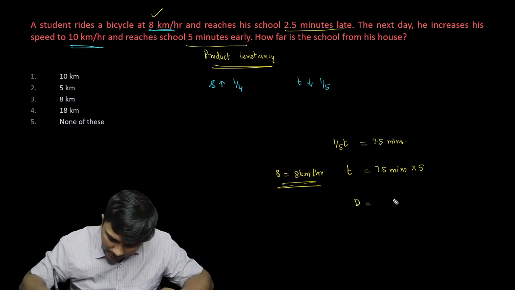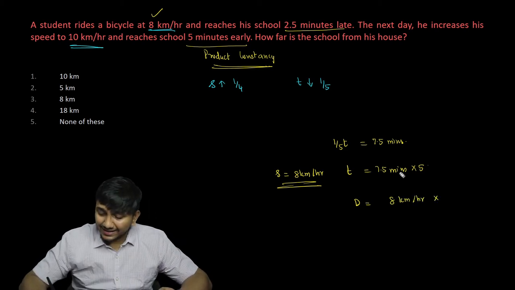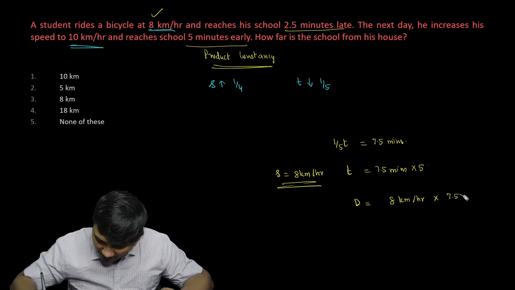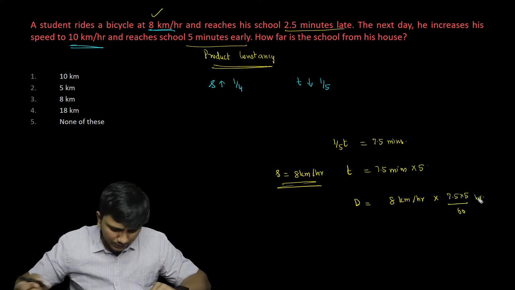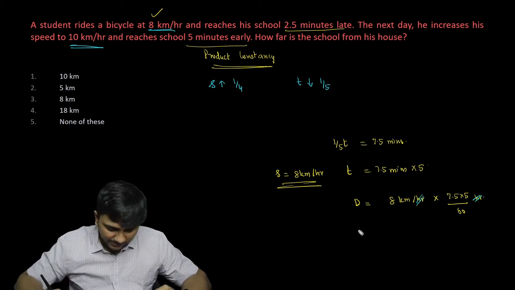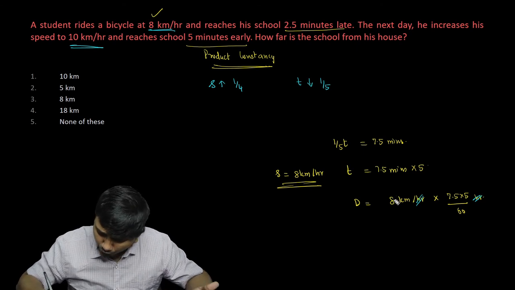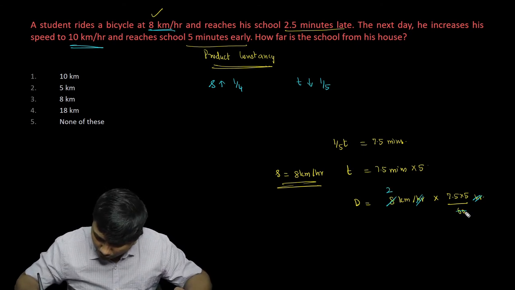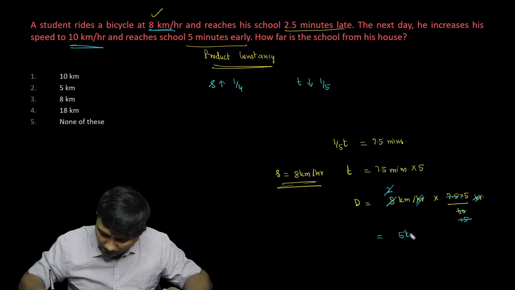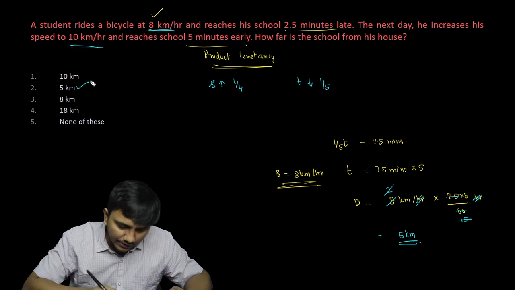So distance is equal to 8 km/h into, here I've got time in terms of minutes, so I'll have to convert that into hours. So that is 7.5 into 5 by 60. That will convert that in terms of hours, so that I can get rid of the hours in the denominator and here. So I'm going to get the answer in terms of kilometers. Okay, now let's simplify this. If I cancel, it's going to be 2 times, this is going to be 15 times, and I can cancel this 2 and 7.5, which is exactly equal to 15. So I'll end up with 5 kilometers as the distance. So answer is 5 for this question.